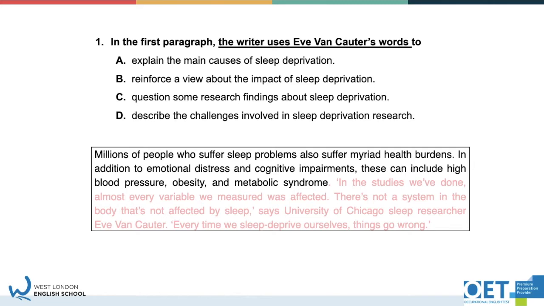So here she's saying millions of people suffer sleep problems, a myriad of health burdens, and then gives a list of those health burdens. And then we have the quote that is saying the same kind of thing. In the studies we've done, every variable we measured was affected.